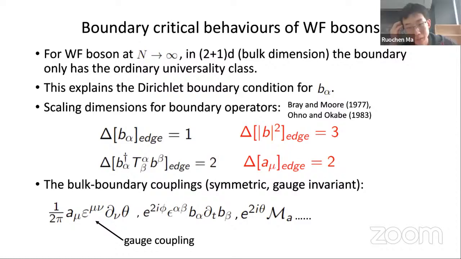Okay. And you can ask the second question. The second question is that you said the bulk-boundary couplings are irrelevant even for small n. How small can n be to keep it irrelevant? Because we know the rough scaling dimensions of those operators, right?